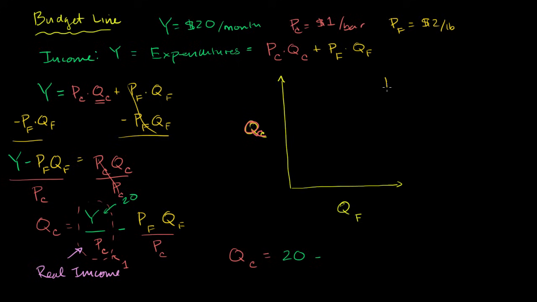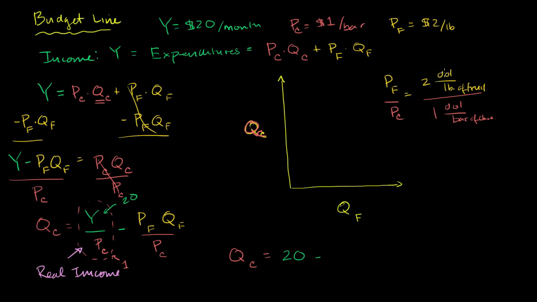So the price of fruit is equal to $2 per pound of fruit. I'll show you how the units cancel out. And then we're dividing that by the price of chocolate, which is equal to $1 per bar of chocolate. Now, obviously, the math is fairly straightforward. We just get 2, but the units are a little bit interesting.